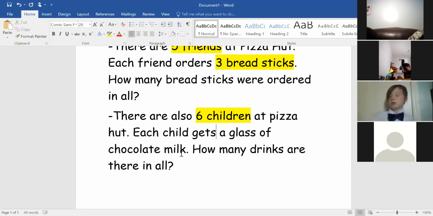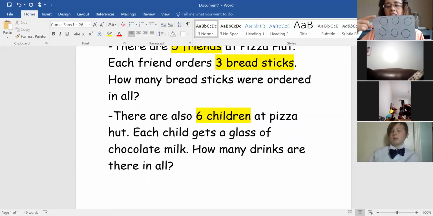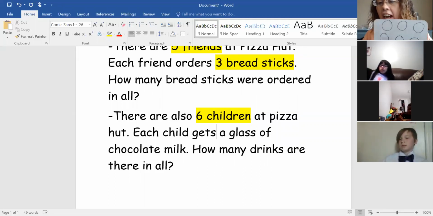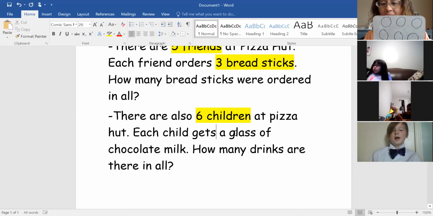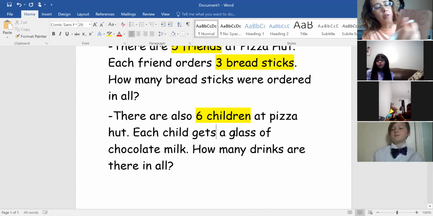All right. So if I were drawing equal groups, how many groups do I have? 6. And what does the 6 mean? The 6 means how many children or the groups? How many children. So picture children. And each child is holding out their hands. And what will we put in each child's hands? A glass of chocolate milk. All right. So that means there's only 1 in each group.